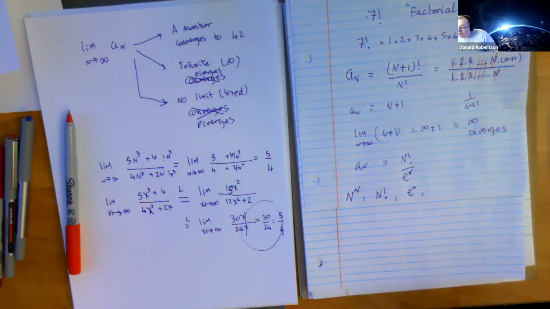Now, within that family, you can actually have little battles. If 2 to the n was fighting against 3 to the n, wouldn't 3 to the n beat it, right?